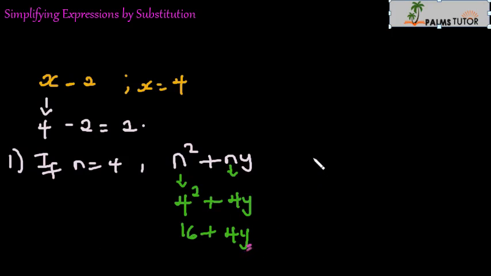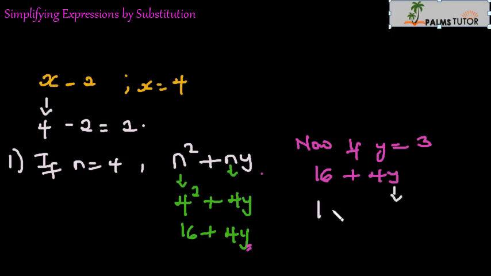But now if we know that y equals 3, what's the value of this expression? Now we have 16 plus 4y, and we know now that y equals 3. So by substitution, we have 16 plus 4 into bracket 3. We are replacing y with 3. So we have 16 plus 12, which equals 28.